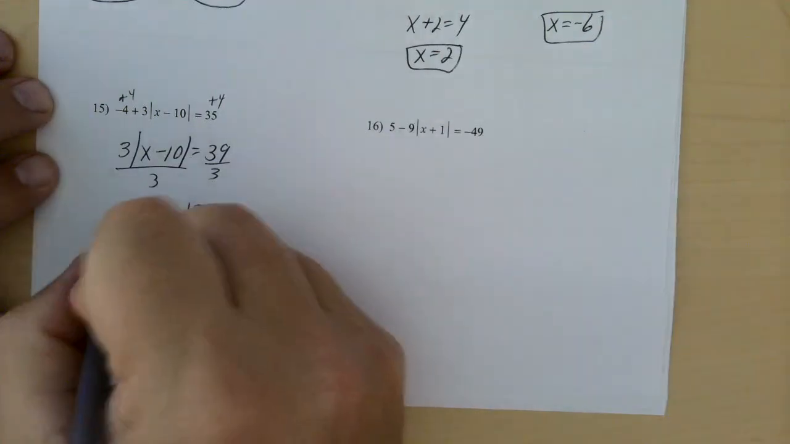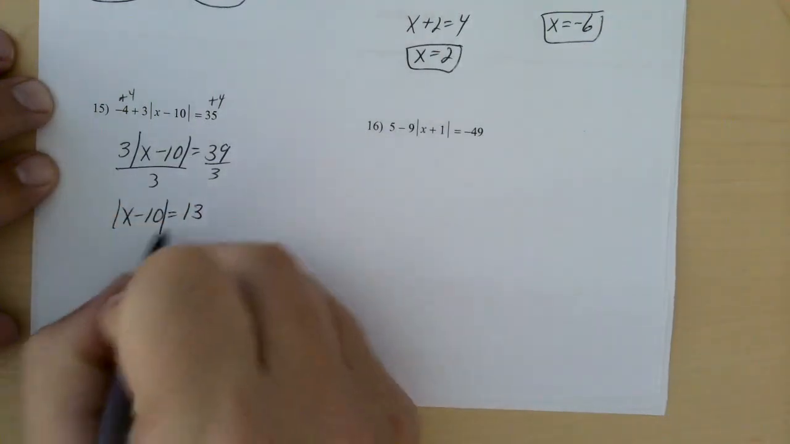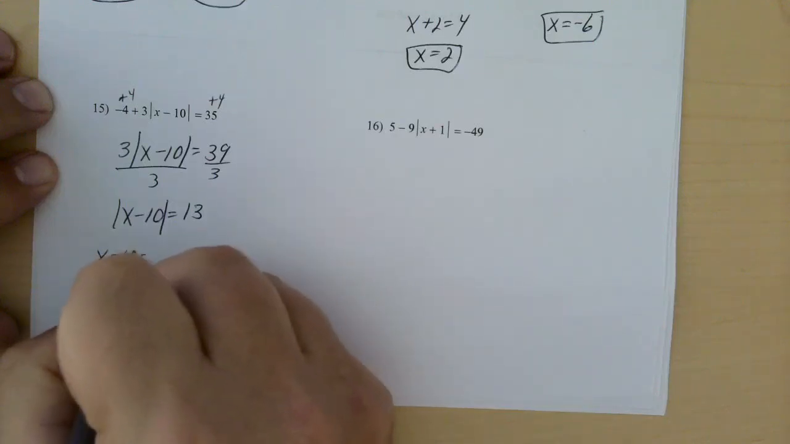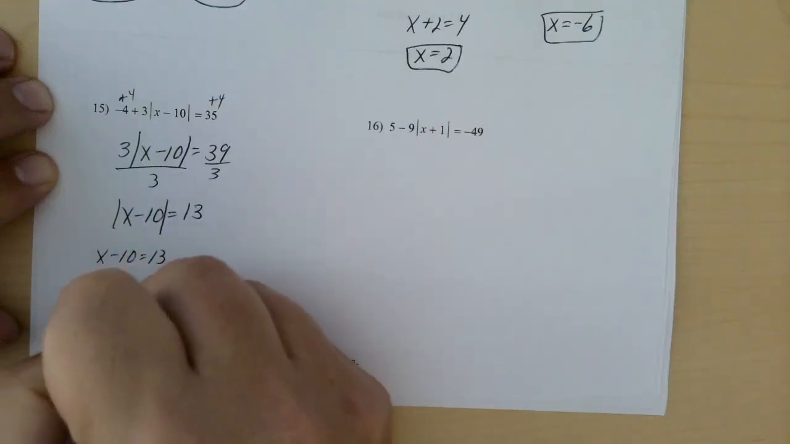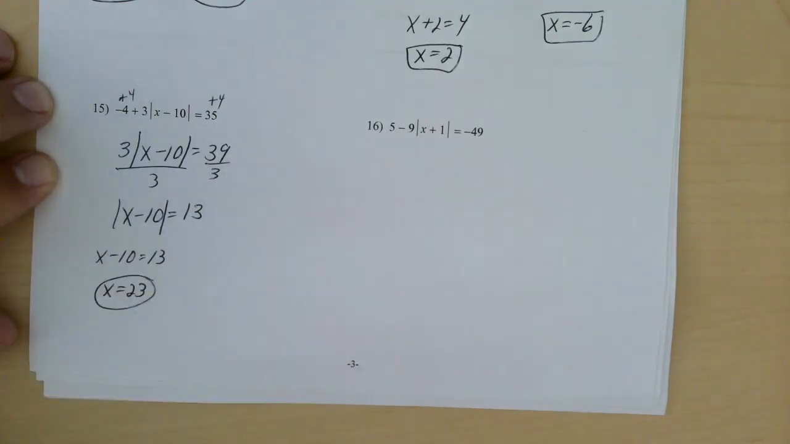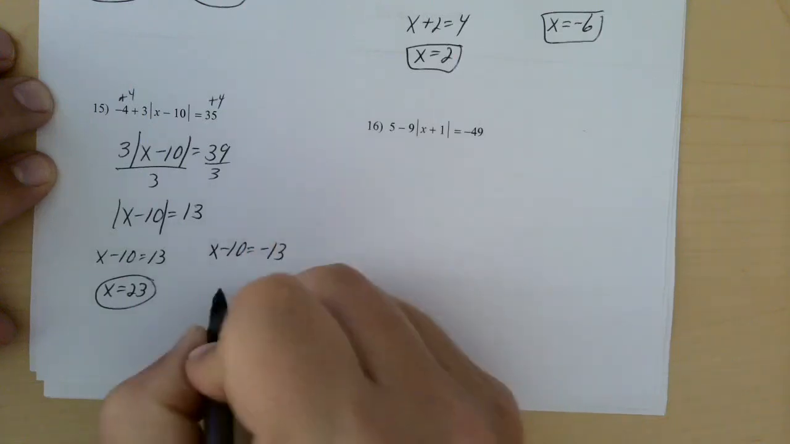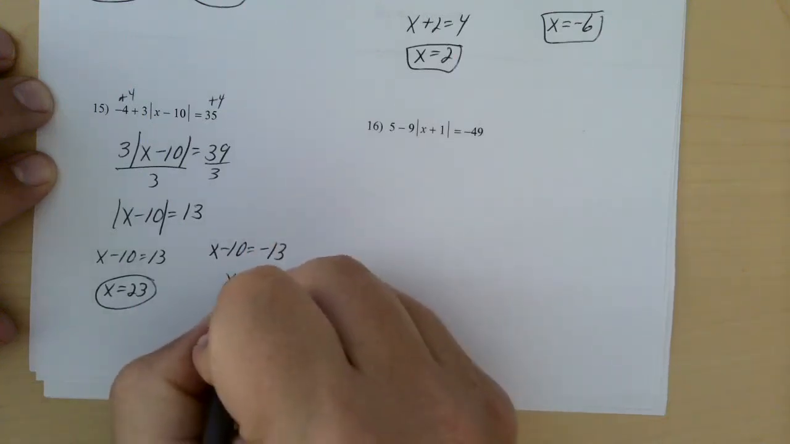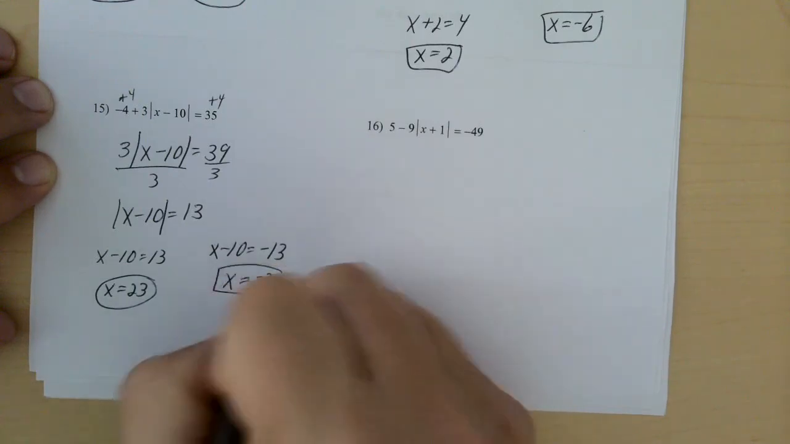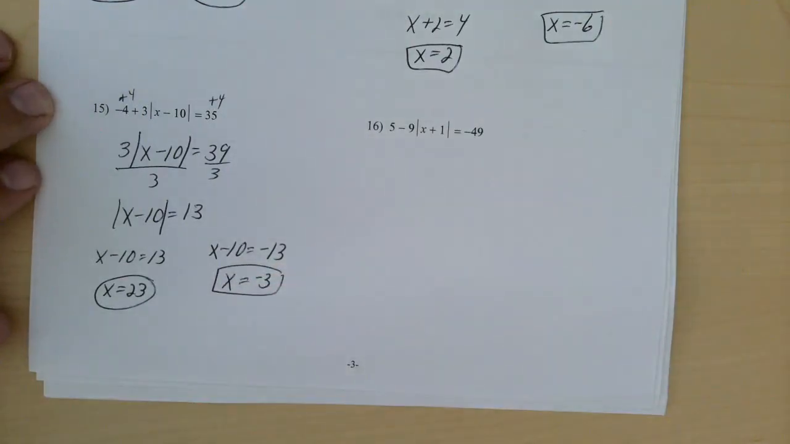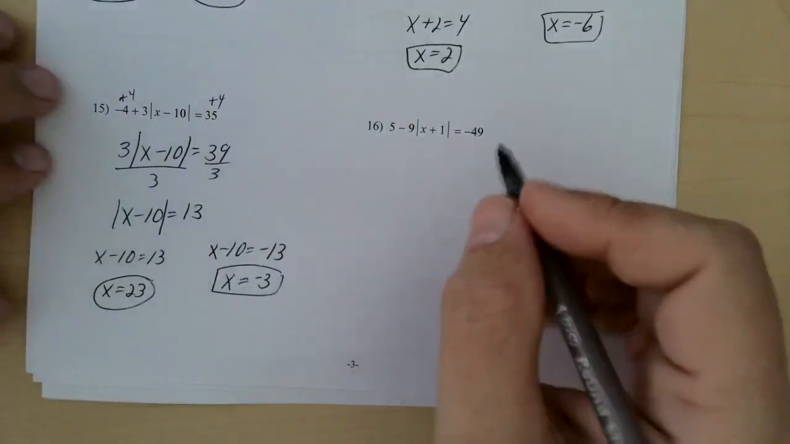Okay, so it's the absolute value of x minus 10 equals 13. So set it equal to 13, add your 10, and you'll get 23. Okay? Redo the problem, set it equal to -13, add your 10, and you get -3 as an answer. Okay? So for 15, 23 is an answer, and -3 is an answer.